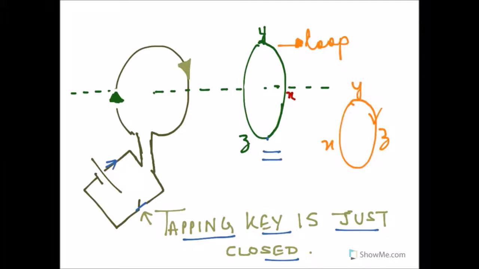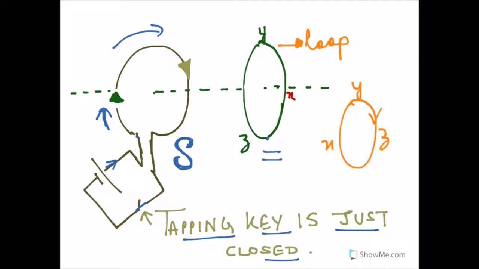So when current starts flowing through this coil, if we look at the coil from the side of the loop, we realize that the current is flowing in the clockwise direction. So this coil develops a south polarity.